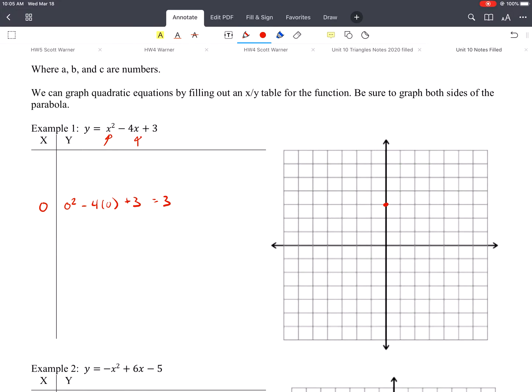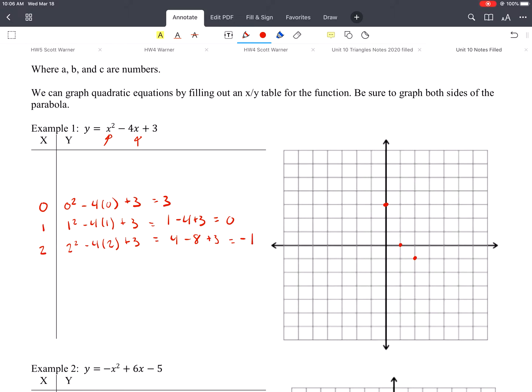Okay. Maybe we'll try 1. So 1 squared minus 4 times 1 plus 3. That's just 1 minus 4 plus 3, so that would give us 0. So at 1, it's 0. All right, we could try 2. 2 squared minus 4 times 2 plus 3. That would give us 4 minus 8 plus 3. You just plug that in your calculator if you needed to, and that ends up giving you -1. So we have a point here.